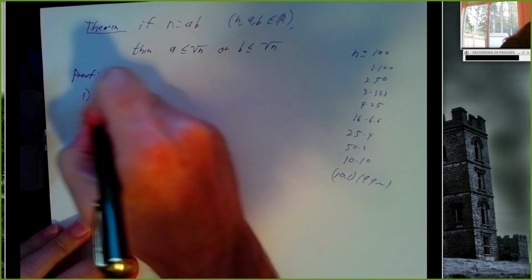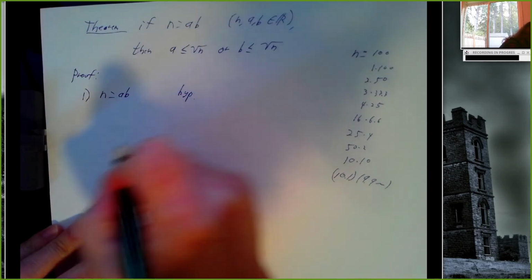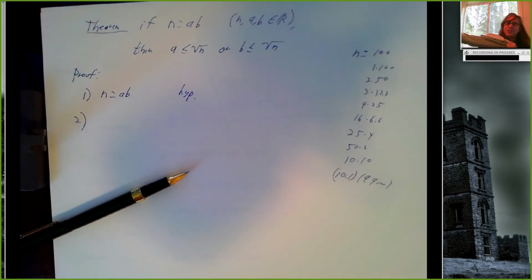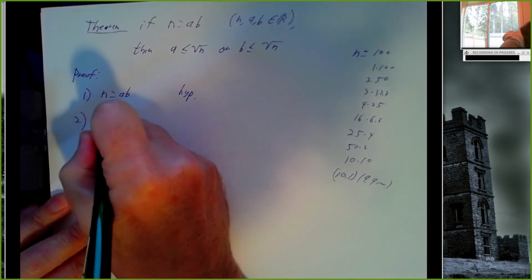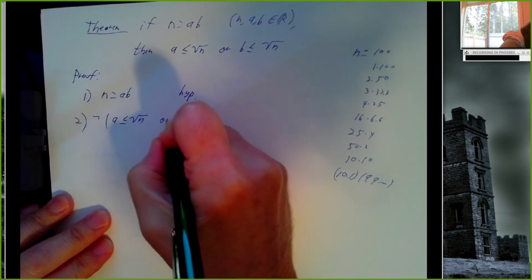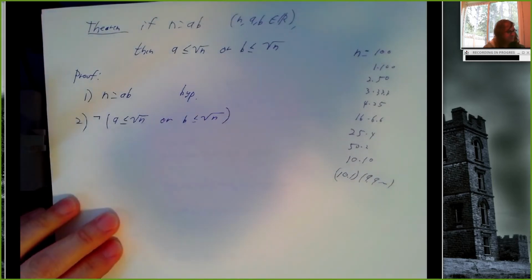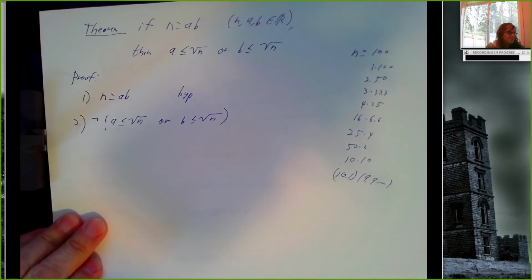So statement 1, I'm going to do n equals a times b. That's the hypothesis. Statement 2, I want to negate the conclusion. So I'm going to suppose not: a less than or equal to square root n, or b less than or equal to square root n. Now we can use De Morgan's, right? Excellent.